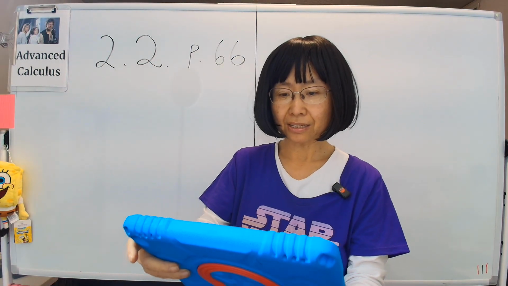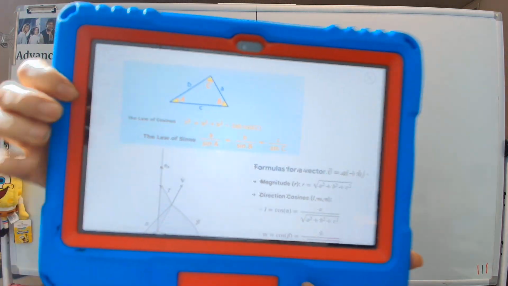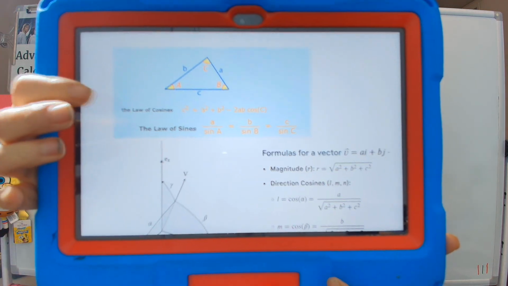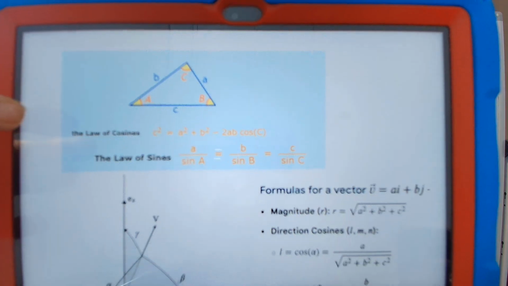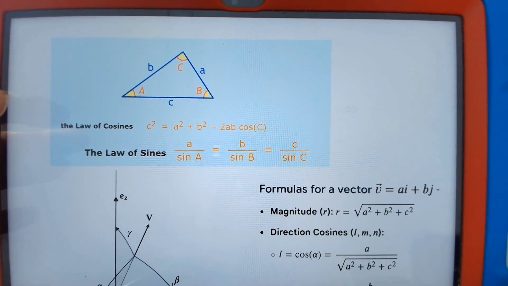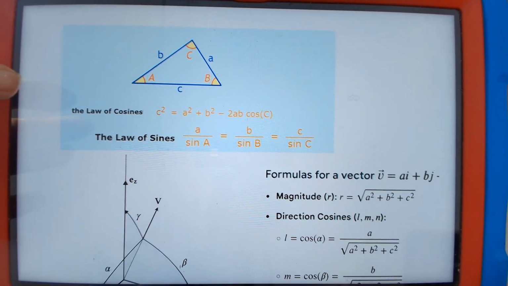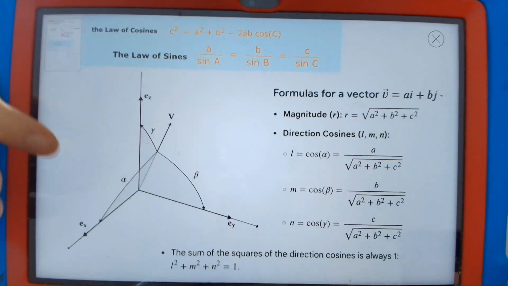And so the next thing I need to remind you is actually from trigonometry. I just wrote this down. Oh no, this is very hard to see. But I guess it looks okay. So it's the law of cosines and the law of sines. Okay, remember what they are. We'll need it in one of the problems.